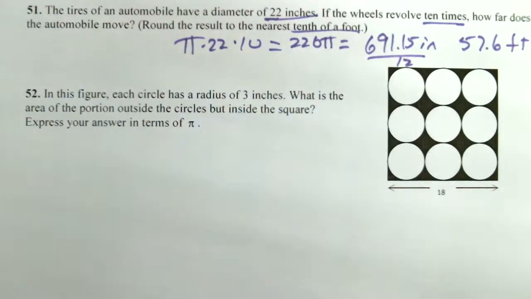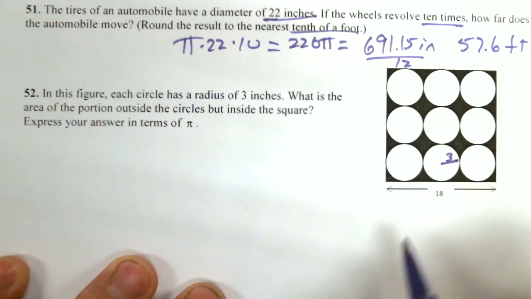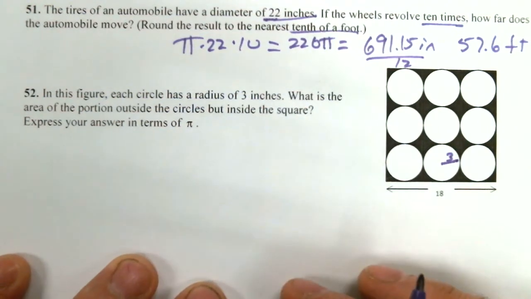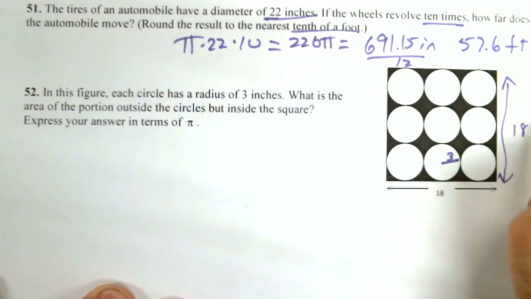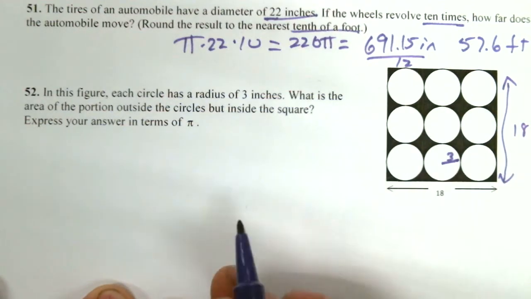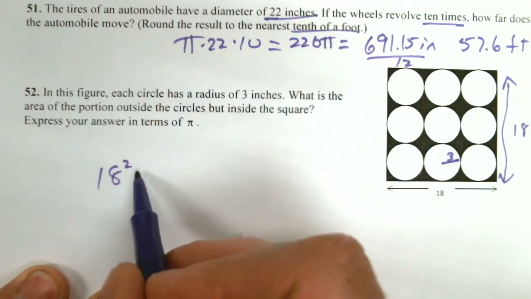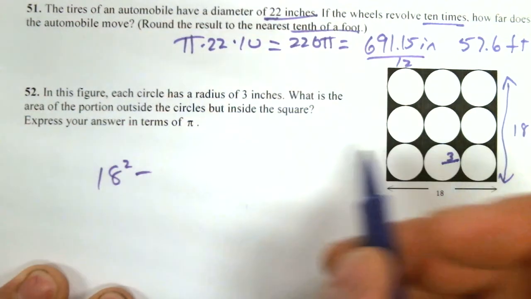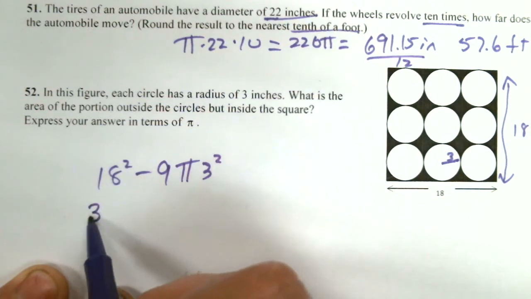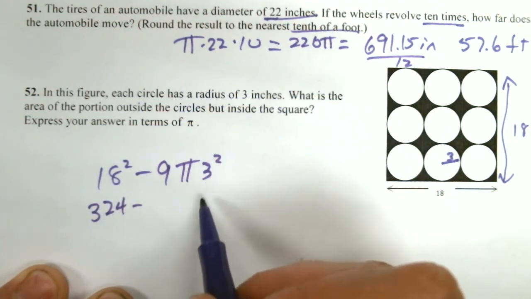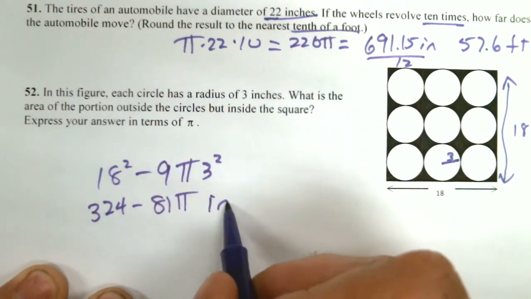On my last one here, we want to find the area of the shaded region if the radii of all these circles are 3. The way we're going to do that is we're going to find the area of the square and subtract off the area of the circles. Well, our area of the square is 18 squared because it's a square, and then we're going to subtract off 9 circles with radius 3. 18 squared is 324. 3 squared is 9, times 9 is 81 pi inches squared.